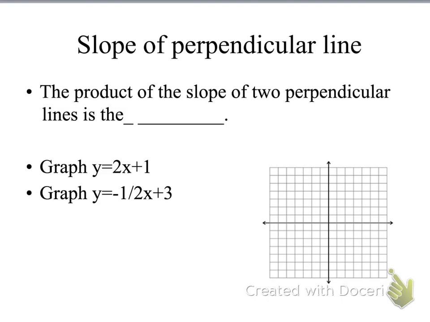Okay, my perpendicular equation, so if I do 2x plus 1, it starts at 1. It goes up 2 to the right 1. Or it could go down 2 to the left 1. Okay, my next equation, it starts at positive 3. It goes down 1 to the right 2, or up 1 to the left 2. Remember, it is a negative slope, so it should be a decreasing line. Okay, perpendicular lines always create right angles in here.